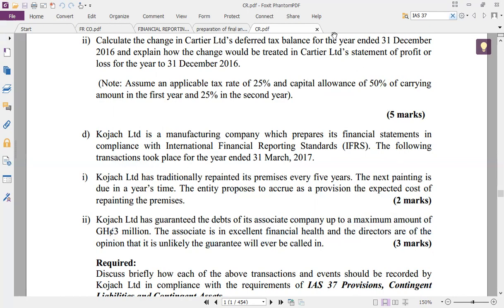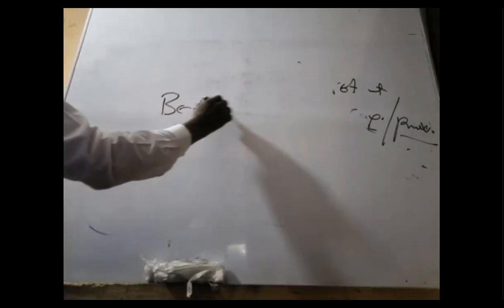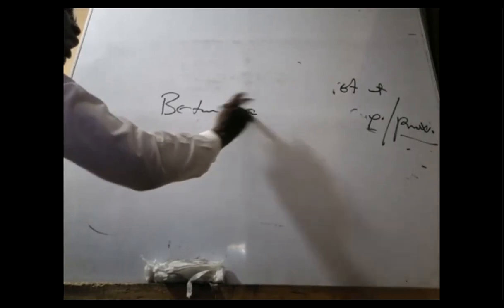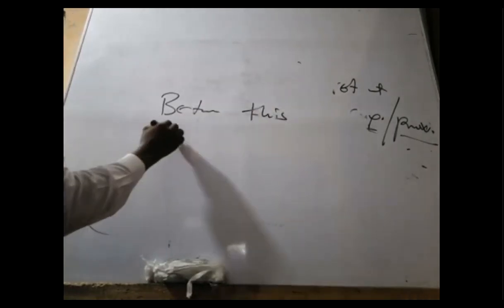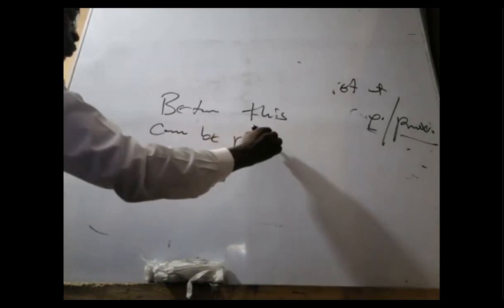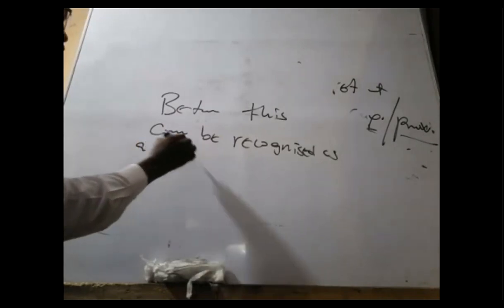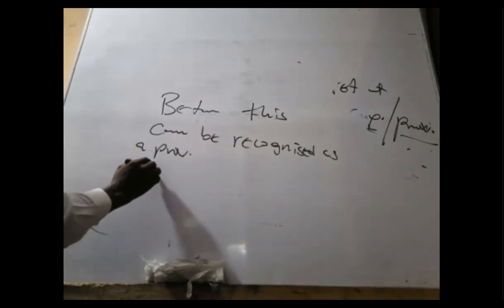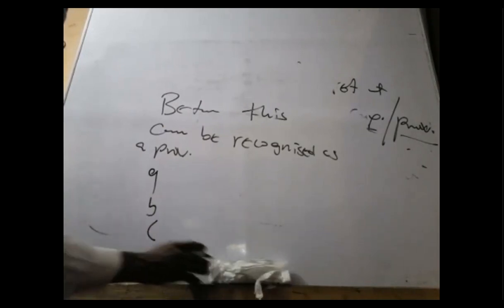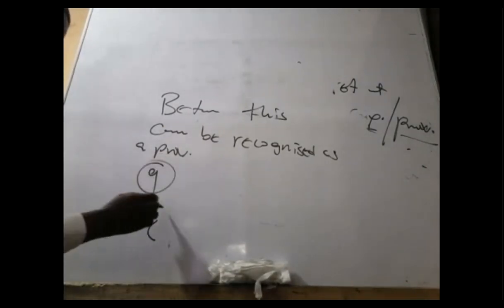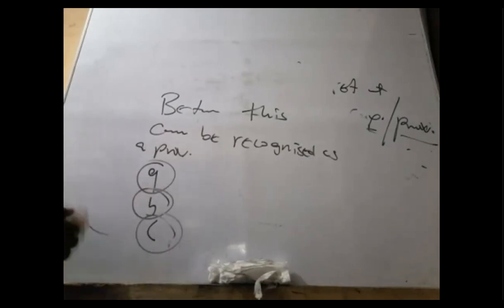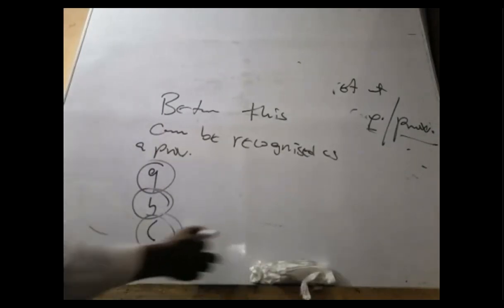Let's still go by the rule. Tell the examiner that before this can be recognized as a provision, the following conditions must be in place: A, B, C. You know them already, right? Present obligation, probable, and a reliable estimate.